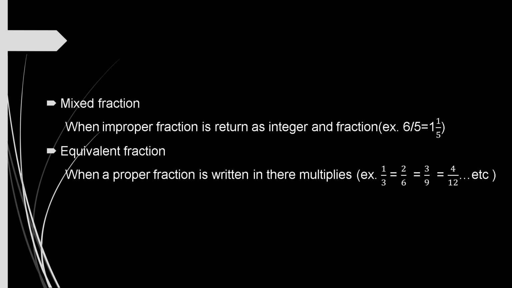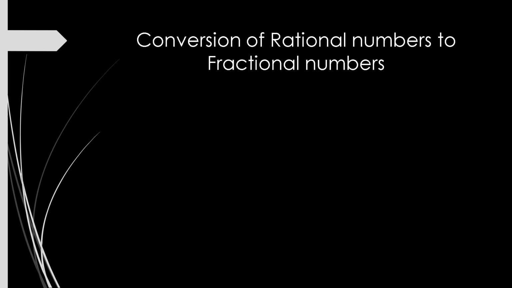Then mixed fraction. For example, if it is an improper fraction of the type 6 by 5, it can be written as 1 and 1 by 5. And then the equivalent fraction numbers. For example, if a number 4 by 12 is given, it can be written in the lowest form as 1 by 3. Okay, these are known as equivalent fraction numbers.